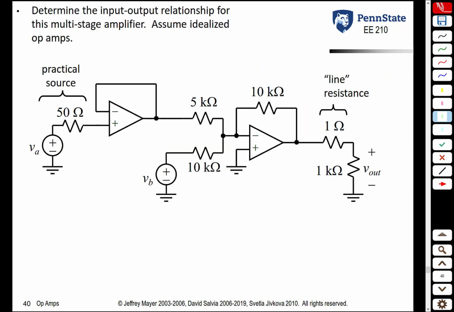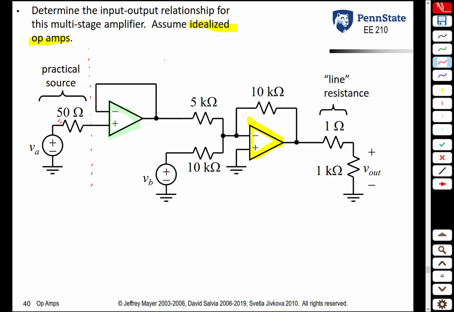So if you look at this circuit, it looks more complicated. It has two different op amps in it, one here and another one here. And we're asked to determine the input-output relationship for this multi-stage amplifier. And we're going to assume an ideal op amp. So the first thing we want to do probably is break this down into the different parts of the circuit. Everything to the left of this line here is our practical source. So we have an input signal VA of t with an internal resistance of, let's say, 50 ohms.